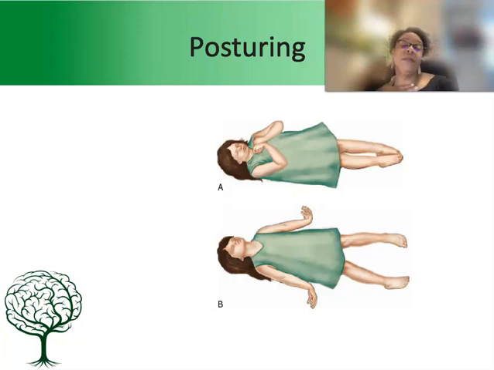So first of all, posturing in itself is bad. Any posturing is bad. We do not like to see posturing whatsoever, but if we do see posturing, decorticate is the better one. Decerebrate is the bad one because it's at or below the brainstem.